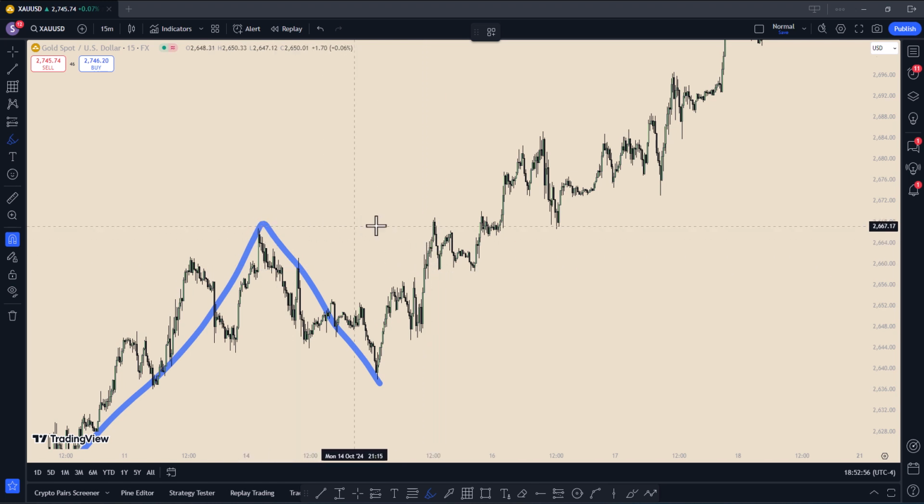We broke this, and then we have this pullback. And then we're going to see this pullback. So now we have what? After, let's say, we reset the count here or something like that. Or let's say, for example, start from here after the break of structure here. So we have 1, 2, and let's say this one. And then on the third, on the fourth, we have the break.